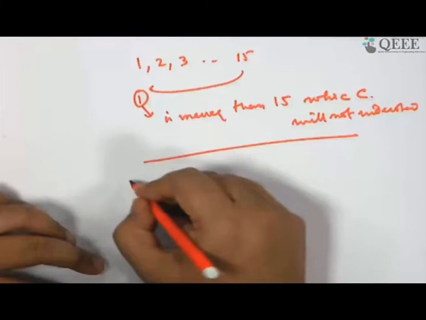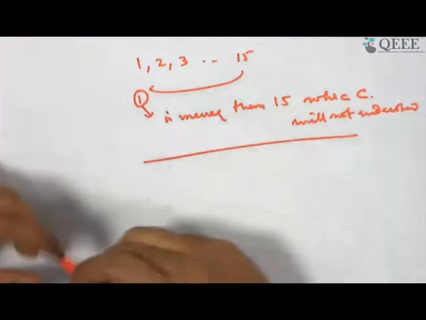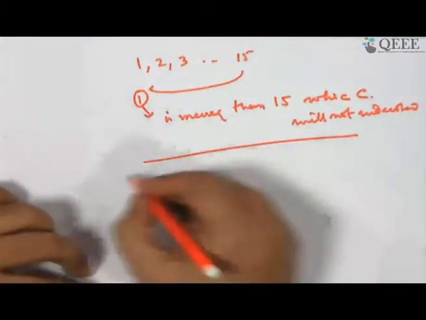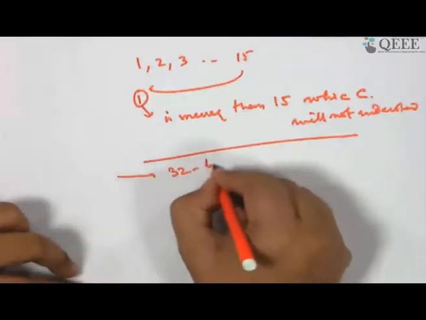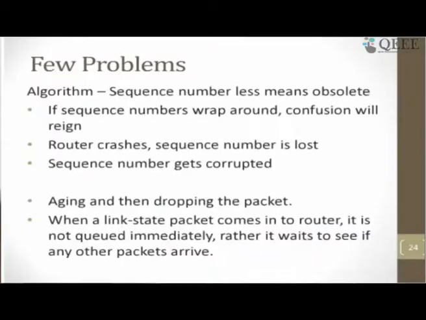So, how to solve this problem? The solution is simple: take a big sequence number, like a 32-bit sequence number. Let us think about when it will wrap. A 32-bit sequence number means how many numbers can come? 0 to 2 to the power 32 minus 1. And say you are updating after every 10 seconds.